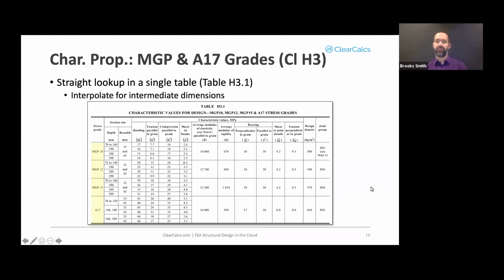The simplest are MGP and A17 grades of timber. If you have one of those, then you simply look up the characteristic properties in a single table, table H3.1 in Appendix H of the timber standard. So this is just going to show you your different stress grades and various section sizes. If you have a size that's in between what it lists here, then you can interpolate between those. But simply look in this table, that's all of your characteristic properties, done.